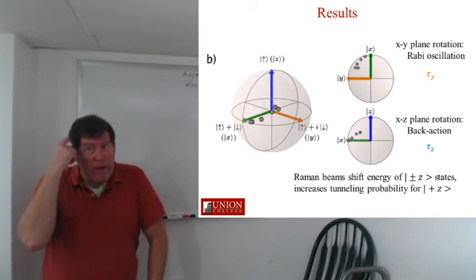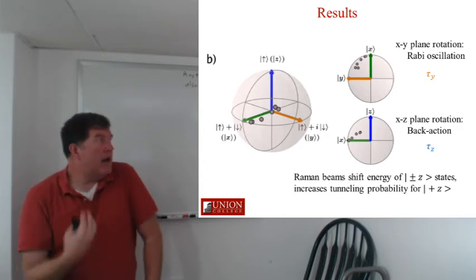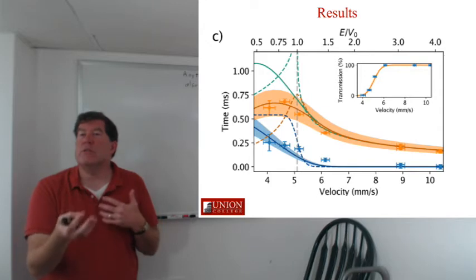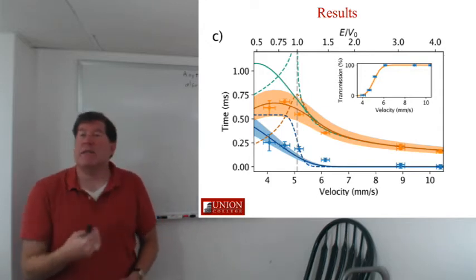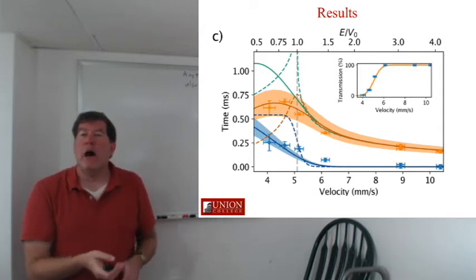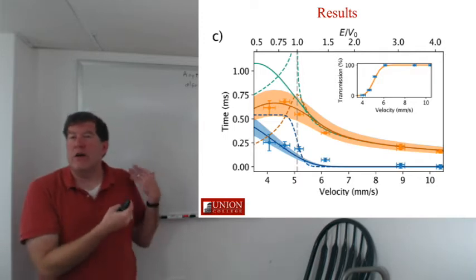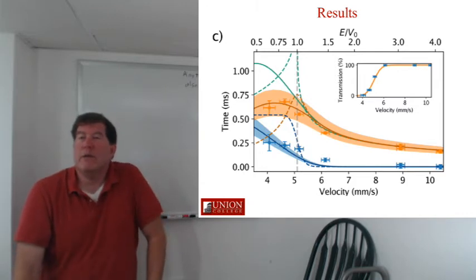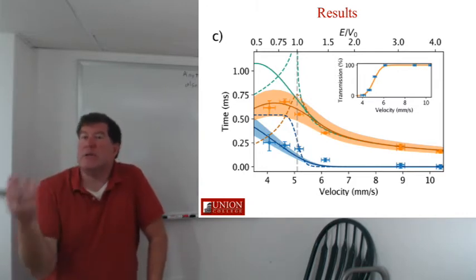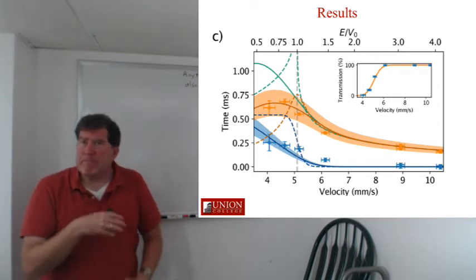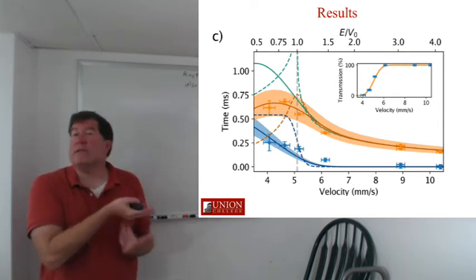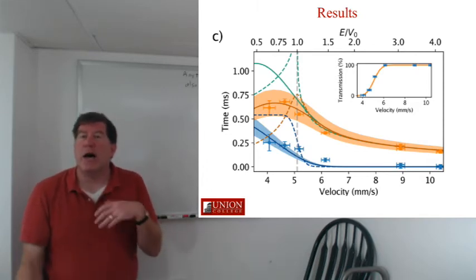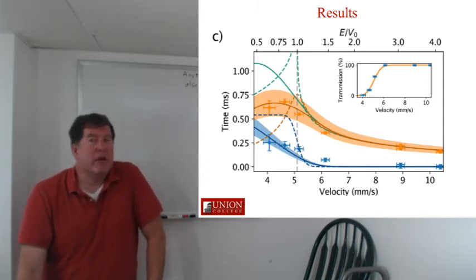So when we convert these to times, what does this look like? Here is a graph from the paper showing the measured times as a function of the velocity of the atoms that they shoot at the barrier. You can see the velocity ranges from about 4 millimeters per second up to a little over 10 millimeters per second. That's sort of the time scale that we were talking about. And the times are on the order of milliseconds, which is the time scale again that we estimated. So good job, back of the envelope estimation.